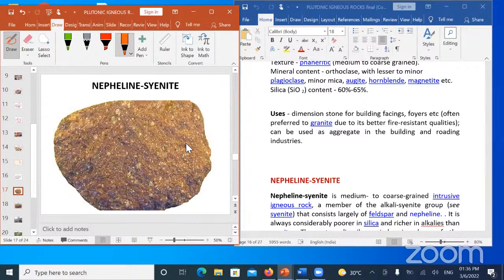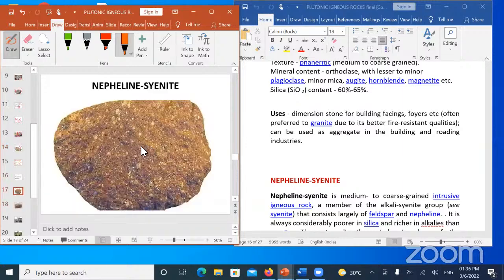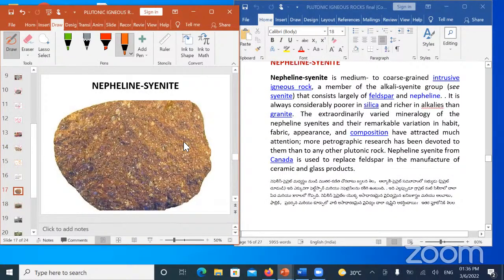This is nepheline syenite. You see the difference between this and syenite, how it looks. So this is also medium to coarse grain texture, right? It is also an intrusive igneous rock, a member of the alkali syenite group, that consists largely of feldspars and also nepheline. It is always considerably poor in silica and also richer in alkalis than granite.